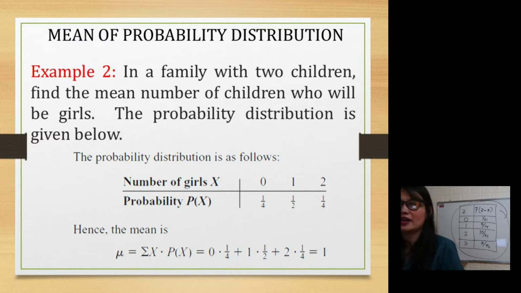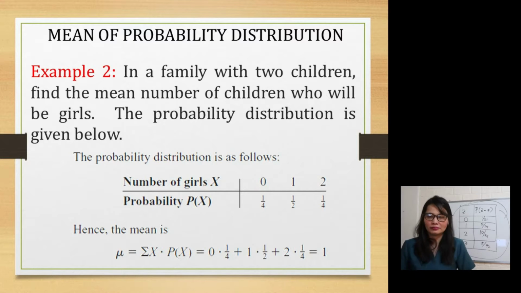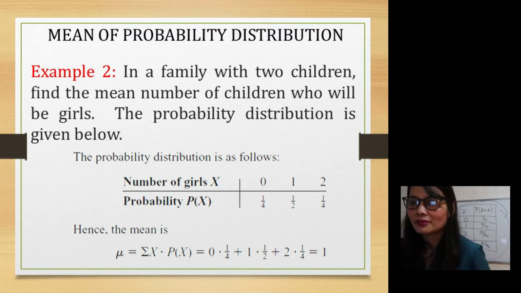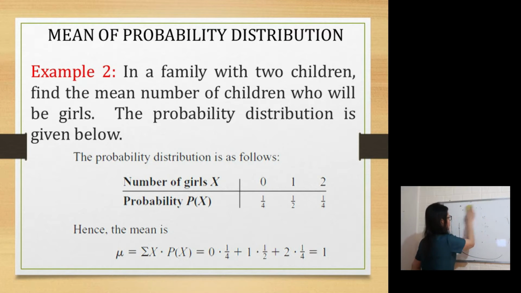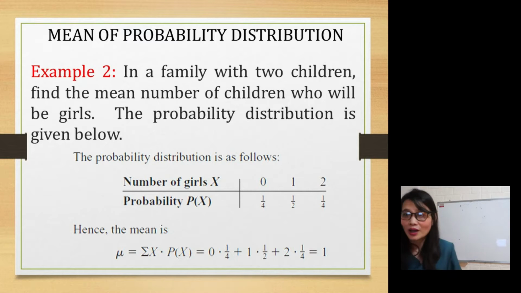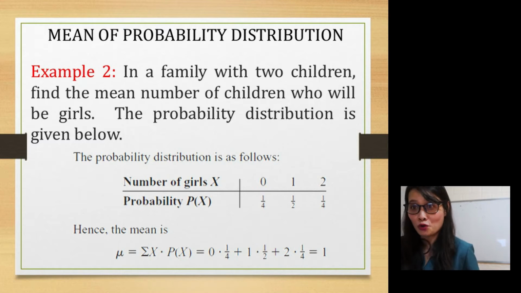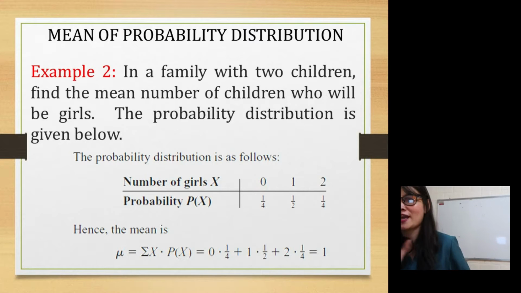Next, what about the value 1, meaning one of them is a girl? The answer is 1/2. Why is it 1/2? Because it would be 2 over 4. The first child may be the girl, or the second child may be the girl. So there are 2 out of 4, which is 1/2. Very good.